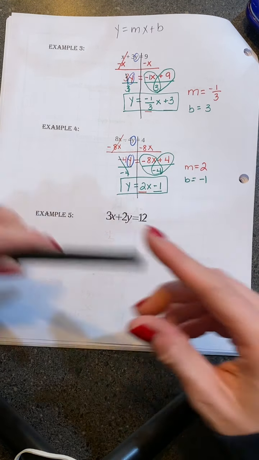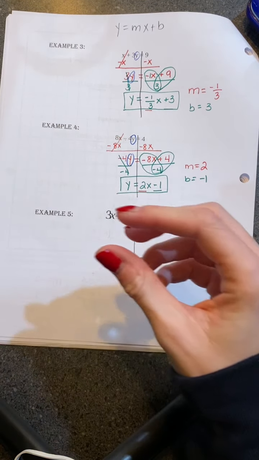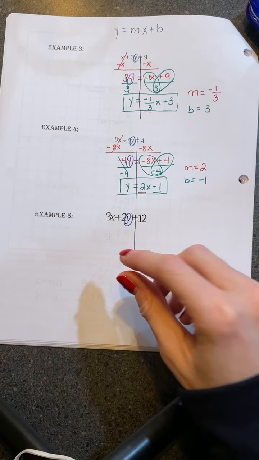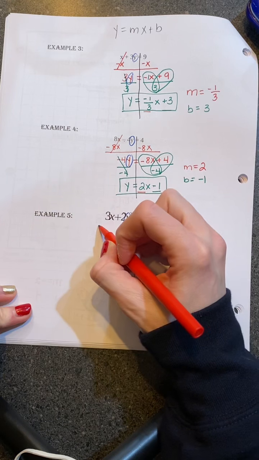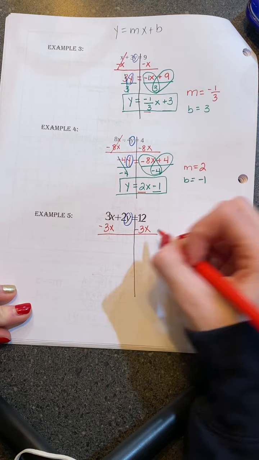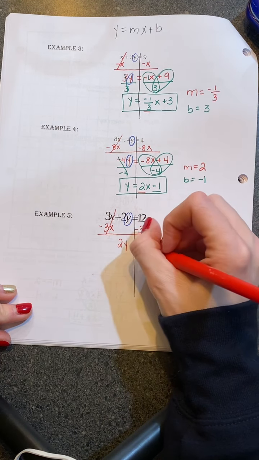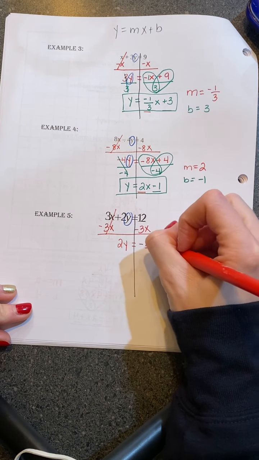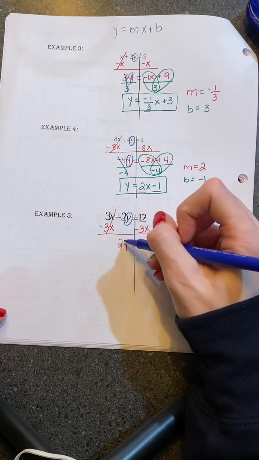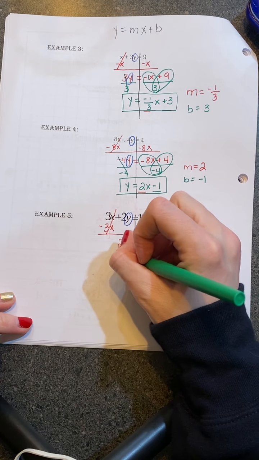All right, let's look at example 5. Once again, we're solving to get that y by itself. So the first thing that we even need to do is we have that 3x, so we need to minus 3x on each side. So I have 2y equals negative 3x positive 12. Then we still need to get that y by itself because that 2 is in front. So we're going to divide by 2 on each side.